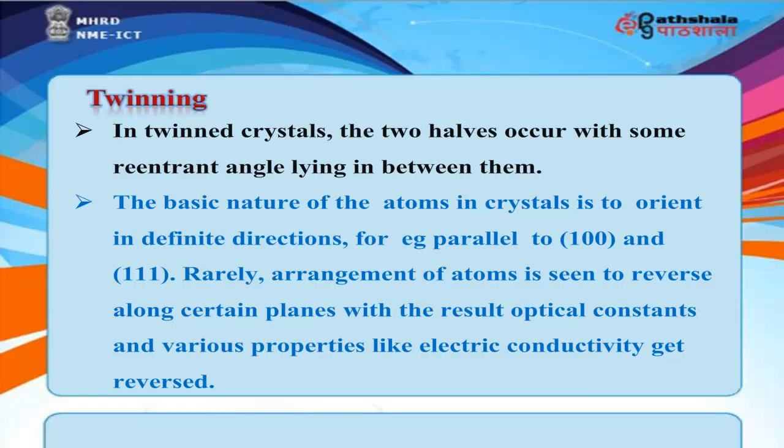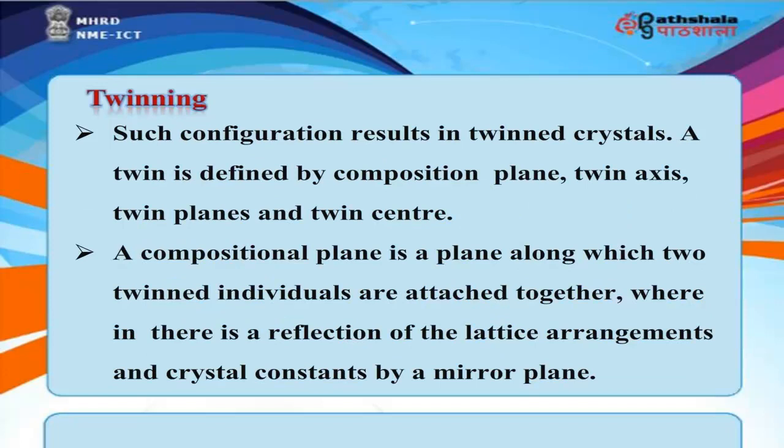In twinned crystals, the two halves occur with some re-entrant angle lying in between them. The basic nature of the atoms in crystals is to orient in definite directions, for example, parallel to 100 and 111. Rarely, the arrangement of atoms is seen to reverse along certain planes, with the result that optical constants and various properties like electric conductivity get reversed. Such a configuration results in twinned crystals.